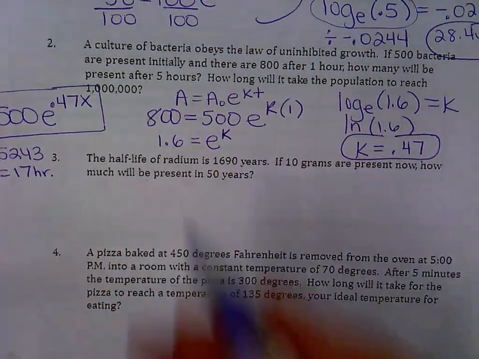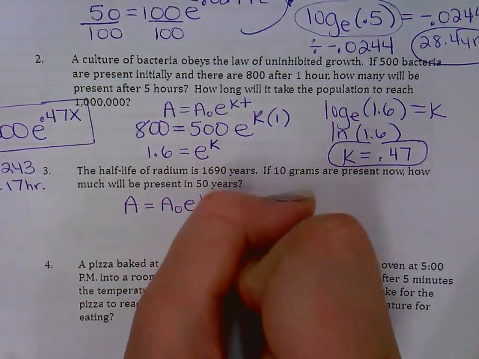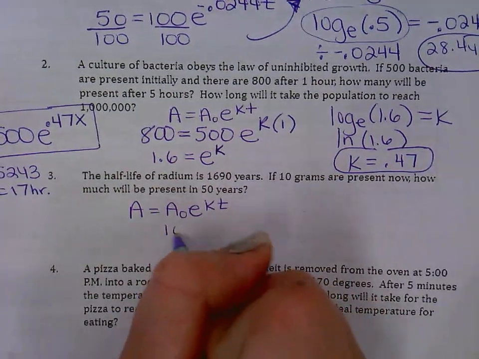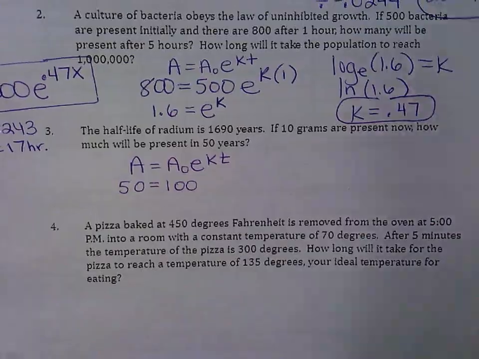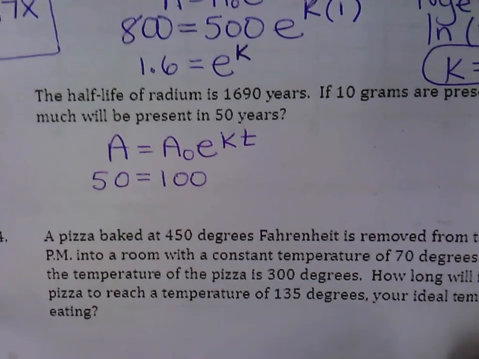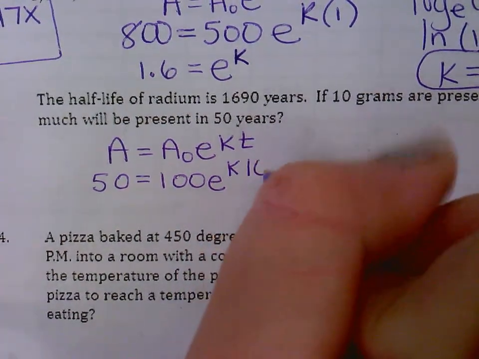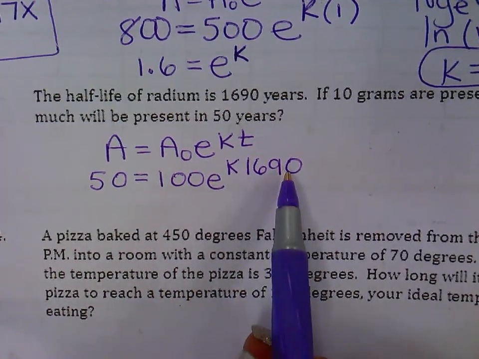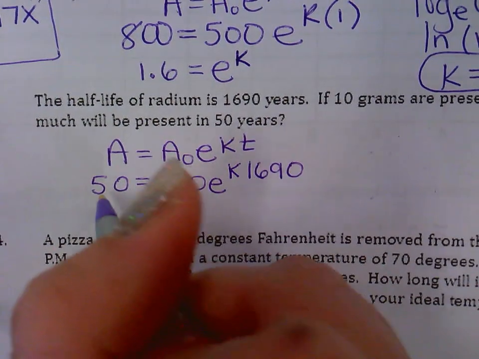So I'm going to set up A equals A sub 0 e to the kt, and fill in what I know. I'm going to pretend again I'm starting with 100 and ending with half of the amount, which is 50. I just always pick 100 and 50. It's easy. e stays e. k, I don't know, but I know the number 1,690 is t. So your first step, divide by 100 on both sides. That's always going to be your first step.